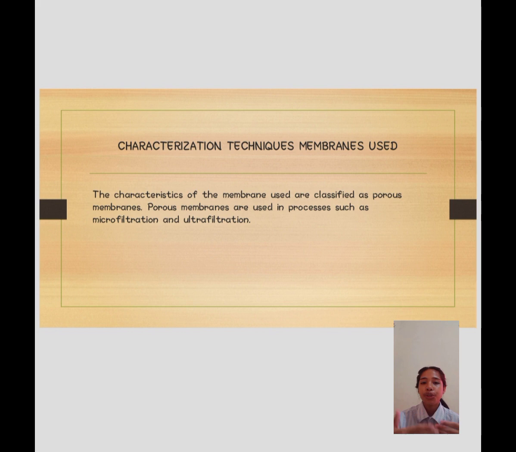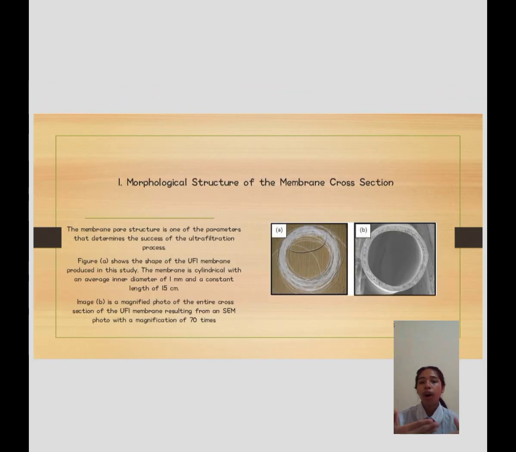Characterization of the membrane using UF. The characterization of the membrane using UF is classified by membrane pore size. Membranes are used in processes such as microfiltration and ultrafiltration. One morphology structure of the membrane cross section, the membrane pore structure, is one of the parameters that determine the structure of the ultrafiltration process. Figures show the specifications of the UF-1 membrane product in the study. The membrane is cylindrical with a diameter of 1 mm and a length of 50 cm.